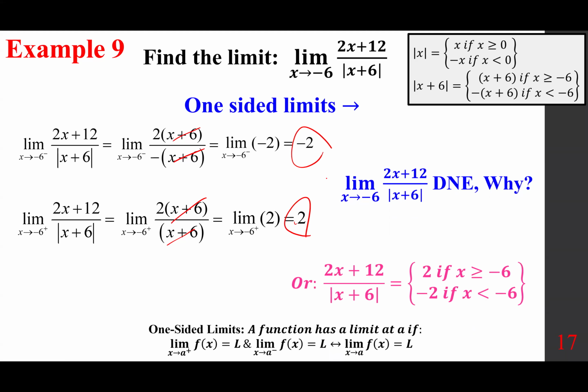Second methodology would be to simplify the expression in the first place. (2x plus 12) over the absolute value of (x plus 6) is 2 if x is larger than or equal to -6. Take a look at this. And -2 if x is less than -6. And then you look at the limits that way. Either way, the limit doesn't exist as x approaches -6.